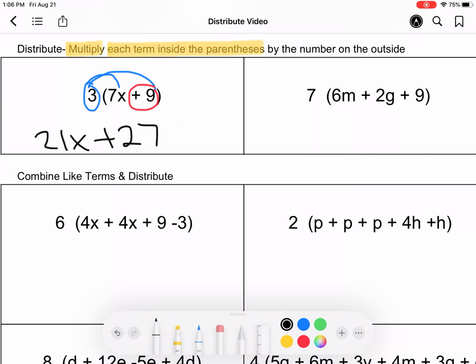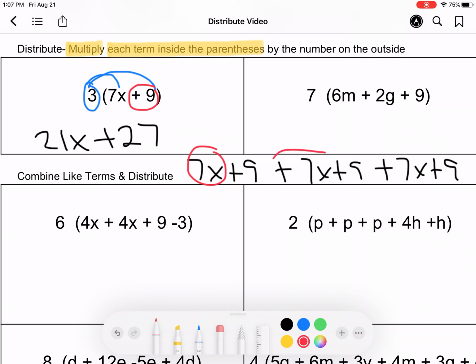Another way you could look at this in combining like terms, and I'm going to rewrite it here, would be 7x plus 9, 3 times. 7x plus 9 plus 7x plus 9 plus 7x plus 9, because we know that multiplication is repeated addition. Well, now we just have to combine like terms, right? 7x plus 7x plus 7x gives me 21x. And then 9 plus 9 plus 9 gives me 27. So that's how we know that the distribution works.